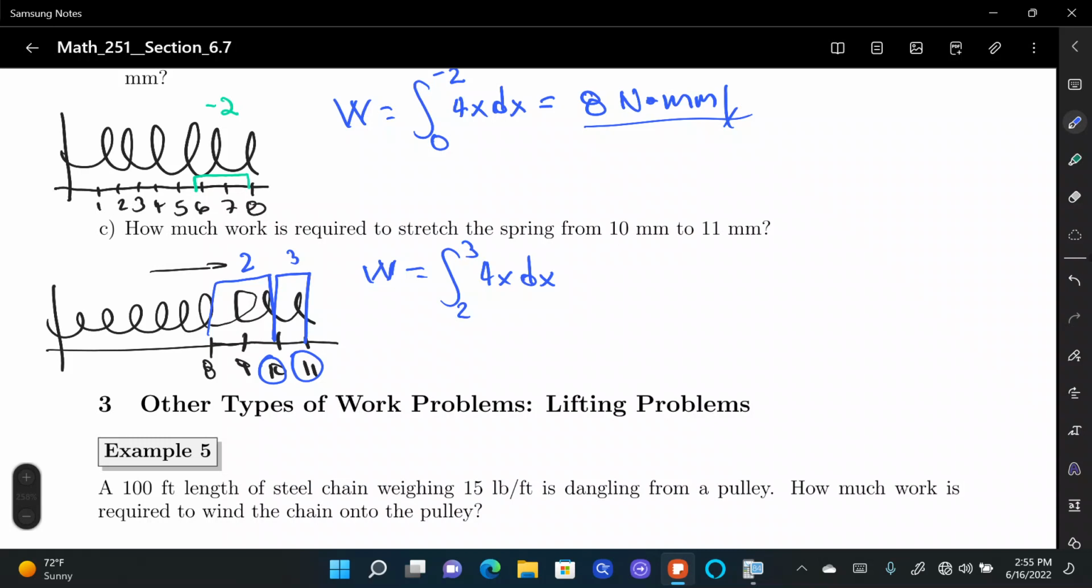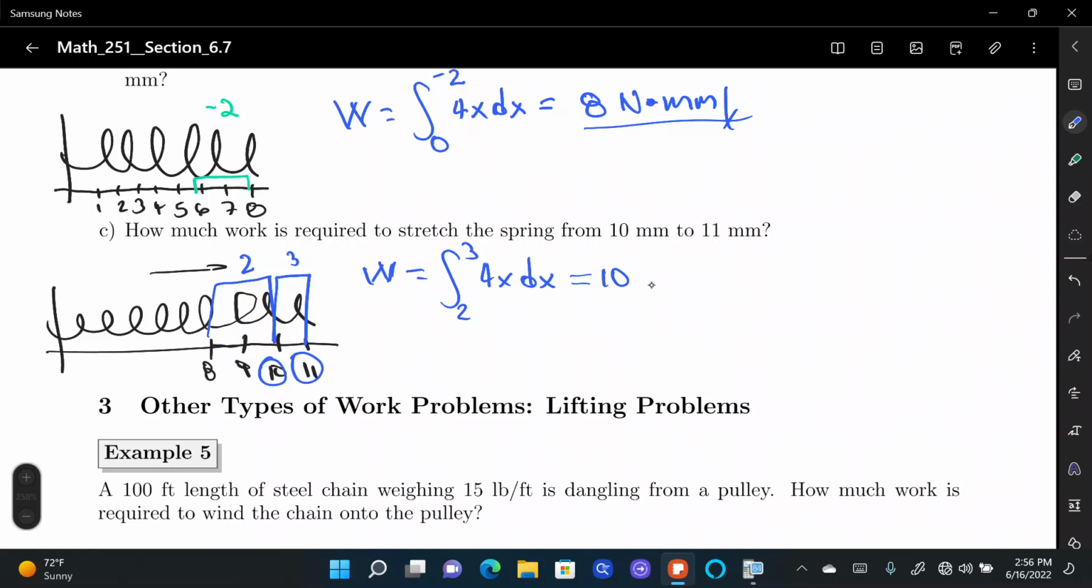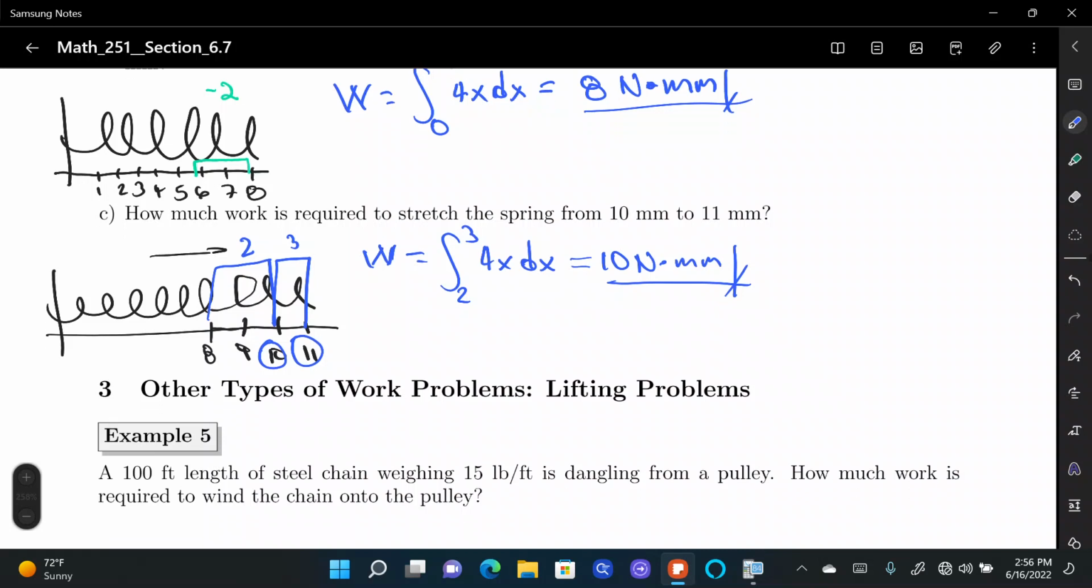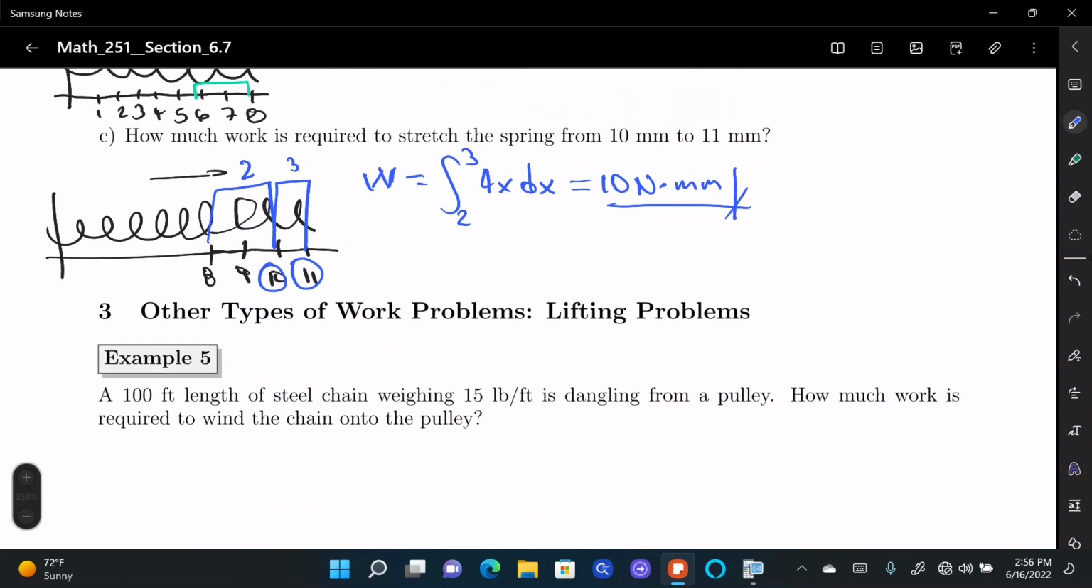How many units? 5. It would be an integral from 5 to 6 in this case, but because in this case the natural length is 8, to go from 10 to 11 we're displacing from 2 to 3 units away from its natural length. Okay, and the integral for this one will be 10 newtons times millimeter. Questions about these ones?